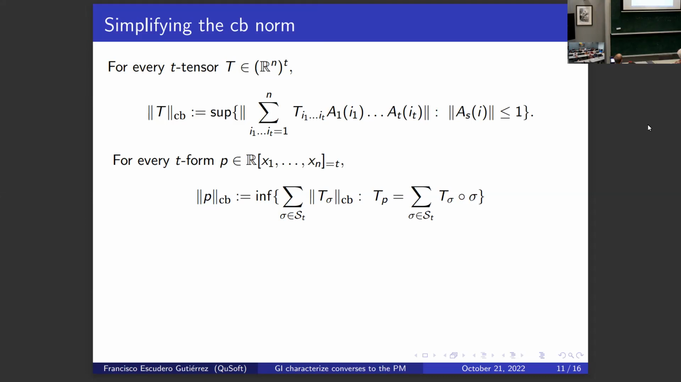How is this sum different from just a sum of T factorial tensors? I don't see what you mean. Because we're summing over T sub sigma, but T sub sigma can depend on sigma, right? So why does it matter that we work with sigma per element of the group? Can't we just say we sum T factorial tensors? Because we're going to take the CB norm of the T sigmas.